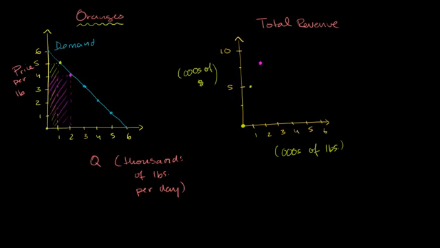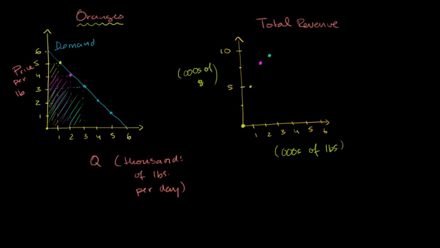And then we can keep going. If the price is $3 per pound, I can sell 3,000 pounds. My total revenue is this rectangle right over here. 3 times 3 is $9,000. So if I produce 3,000 pounds, I can get a total revenue of $9,000. So right about there.